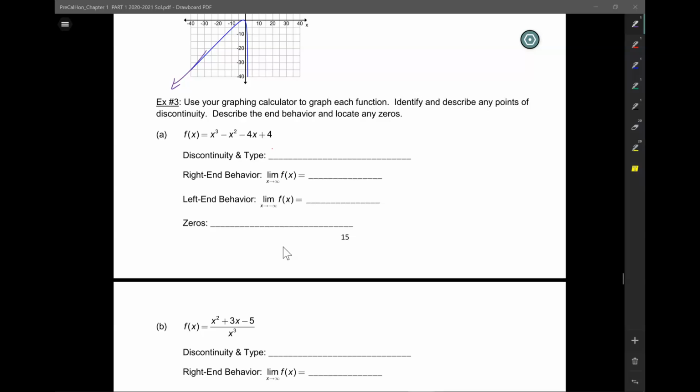Okay, so take a look at this one. We're going to use our calculators here to graph each function and then identify and describe points of discontinuity and so on. So in the first case, what is the discontinuity and type? Well, you should be able to take a look at this and say, okay, it's a polynomial function, so there are no discontinuities.